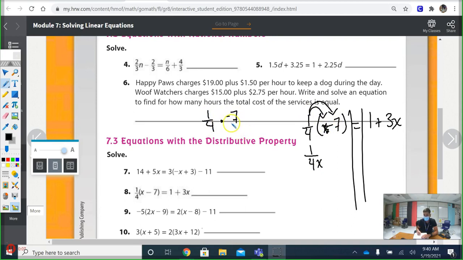For you to multiply fractions, you got to make them both fractions. So negative 7 as a fraction is negative 7 over 1. 1 times negative 7 is negative 7. 4 times 1 is 4. Just leave it as a fraction. It doesn't matter. You'll fix it after. Just leave it as a fraction in the meantime. And then bring down the right-hand side.